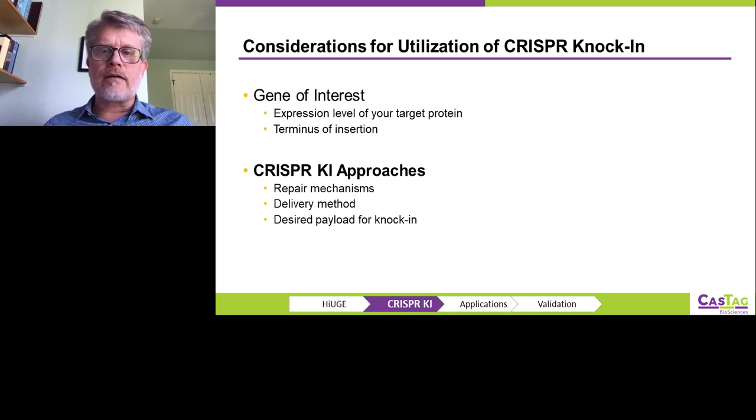Okay, so that's a little background about this new technology, homology-independent universal genome engineering. Now I'm going to cover a couple of the important considerations that should be thought through in order to apply this new technology to your own research. So the first consideration is the specifics of your gene of interest and the protein that it encodes. You need to know something about where your protein of interest may be expressed, so that you're using the appropriate cell type or tissue type in order to apply this technology.